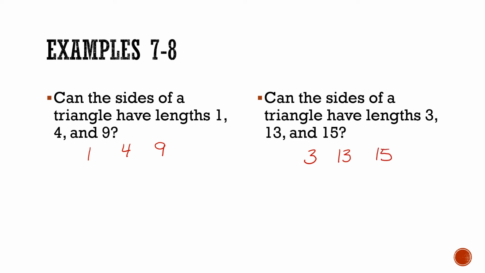Okay, so we have 1, 4, and 9. So we're going to add 1 plus 4, which equals 5. And 5 should be greater than whatever number we didn't use. So we used the 1 and 4, so 5 should be greater than 9. That is true. So then we're going to add 2 more numbers.